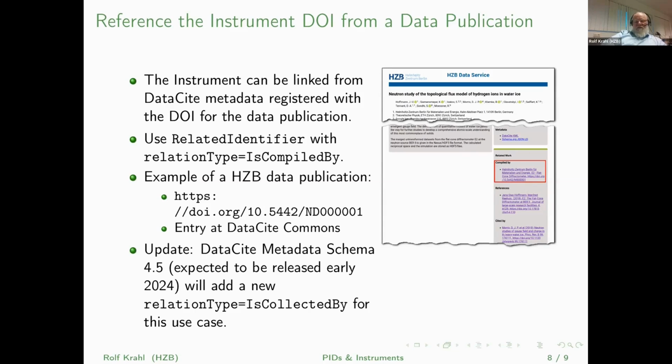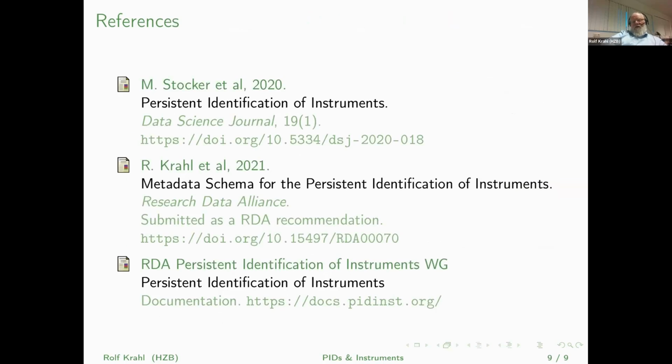But as a sneak preview, the next version of the DataCite metadata schema, 4.5, I heard at least rumors that it's about to be released in early next year, will provide a completely new relation type exactly for that use case, which would then be "is collected by". And that is all that I wanted to say. I have a few more references to look into on my last slide.